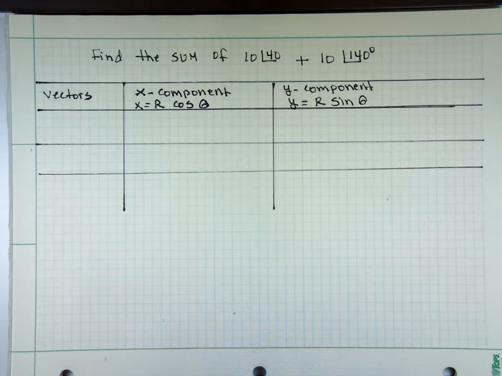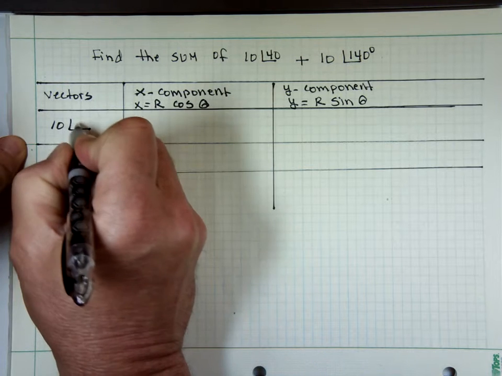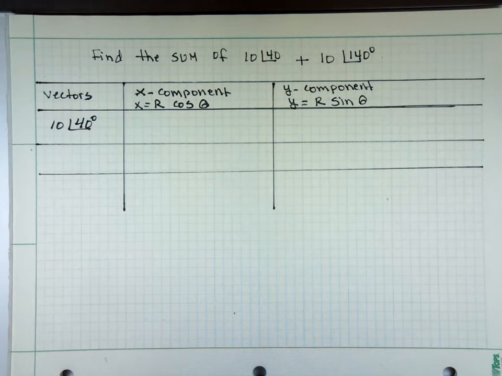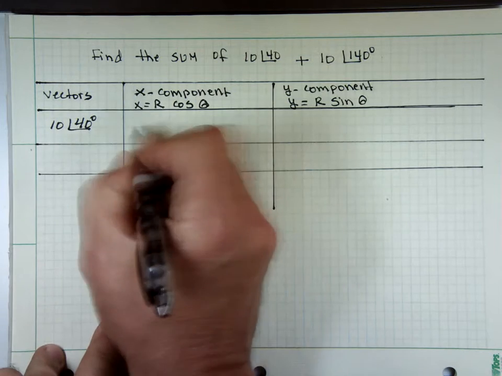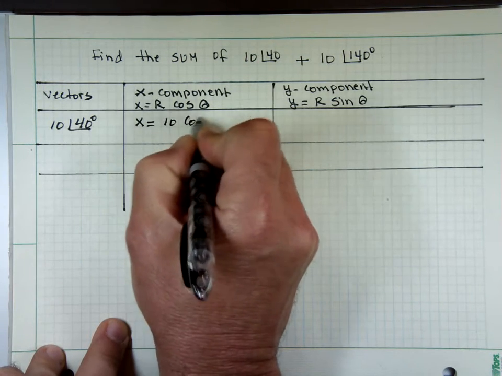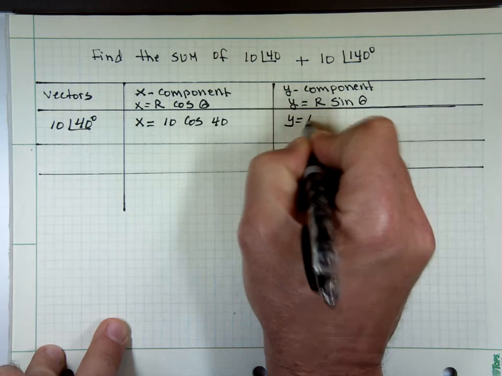So let's look at the first vector. What was the first vector? 10 angle what? 40. The x value for that is going to be what? 10 cosine 40. And the y value is going to be what? 10 sine of 40.